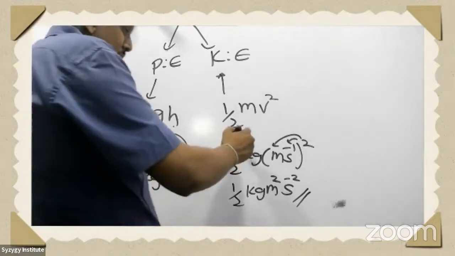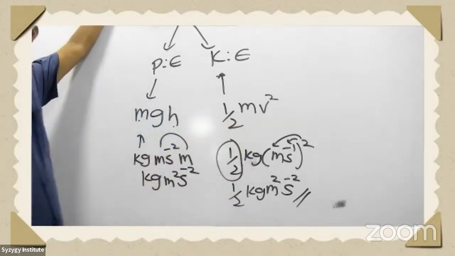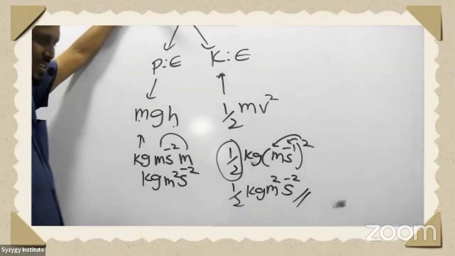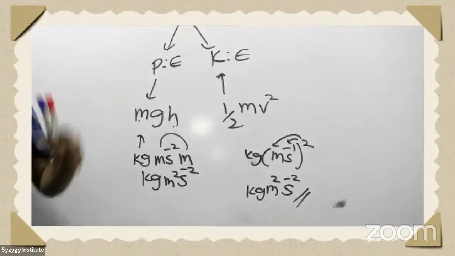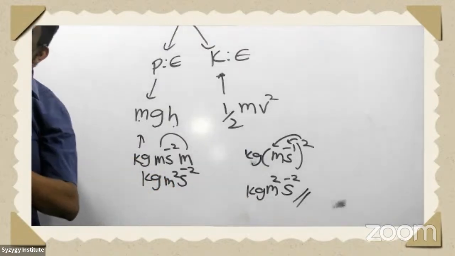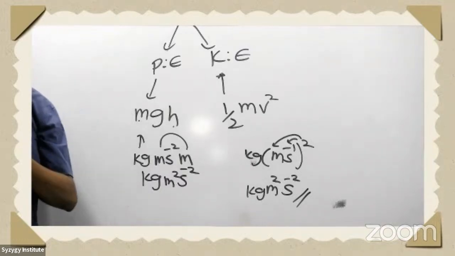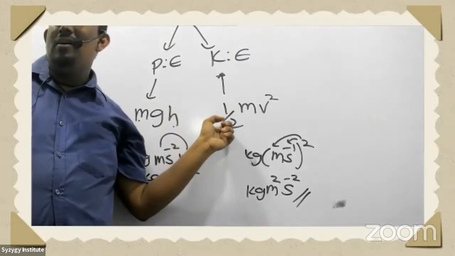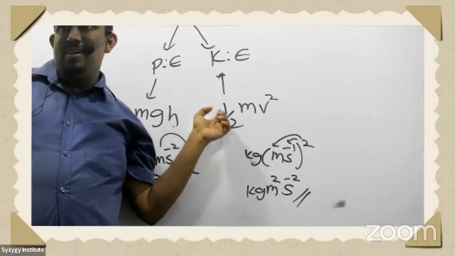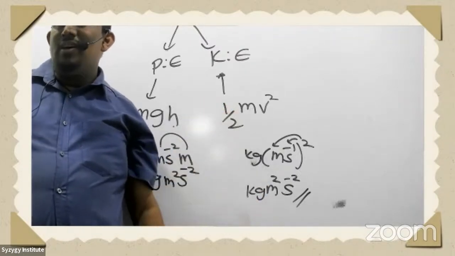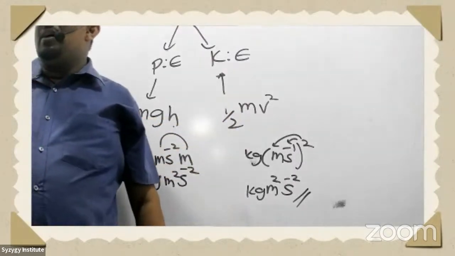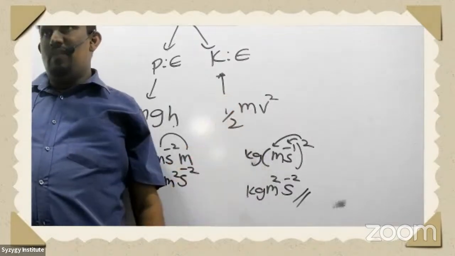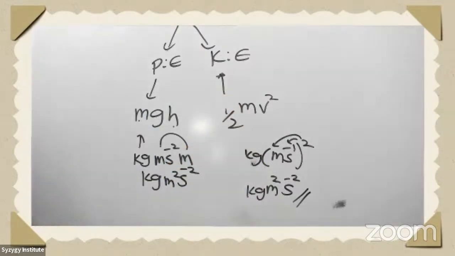Half is just a number, it has no impact. It's just a number, not a power. If it were a power, you would have to consider this half. But this is just a number. Numbers generally don't have any units. Therefore, you can forget the half. Clear? Right, okay. Then we'll go next.